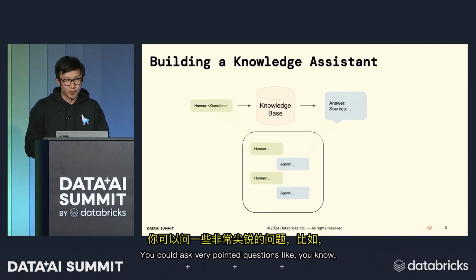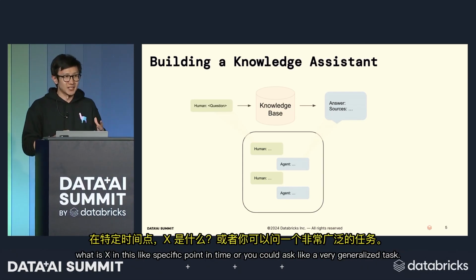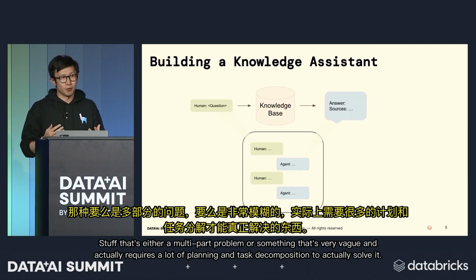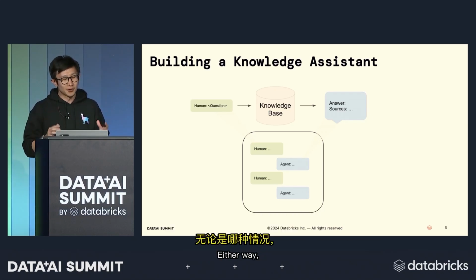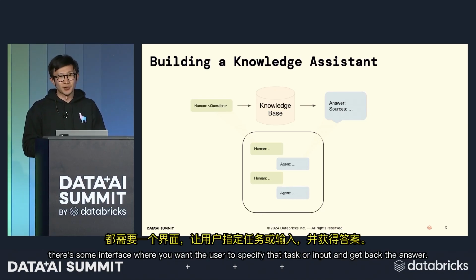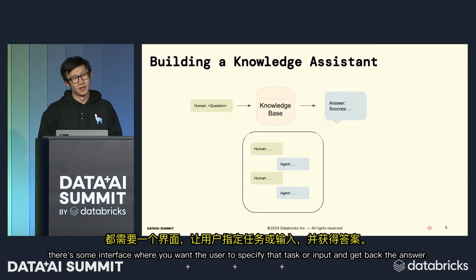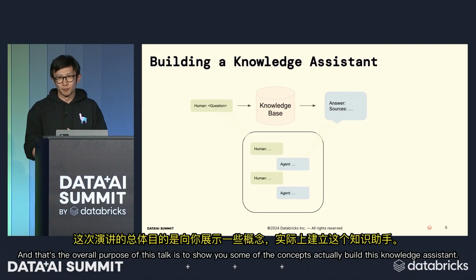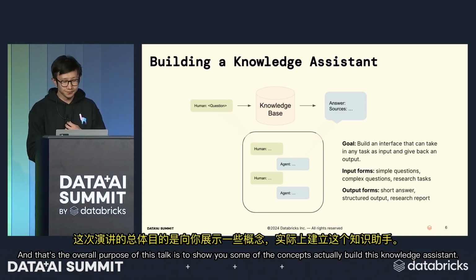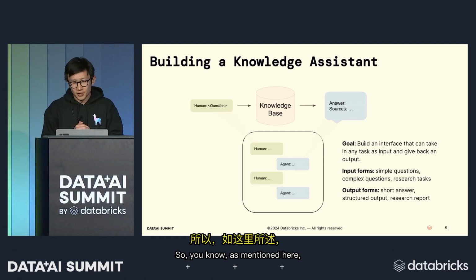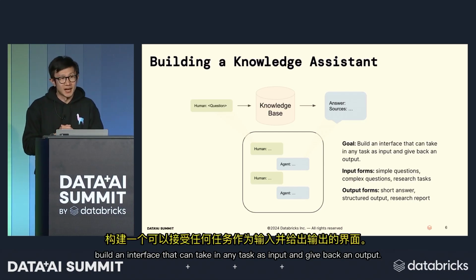You could ask very pointed questions, like, what is X at this specific point in time? Or you could ask a very generalized task, stuff that's either a multi-part problem or something very vague that requires a lot of planning and task decomposition to actually solve. Either way, there's some interface where you want the user to specify that task or input and get back the answer. And that's the overall purpose of this talk, to show you some of the concepts that build this knowledge assistant.